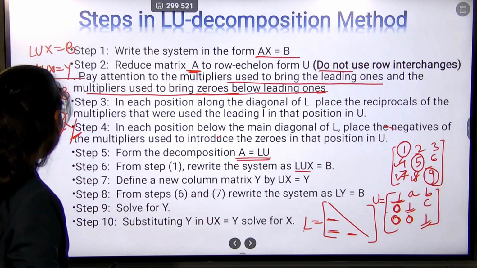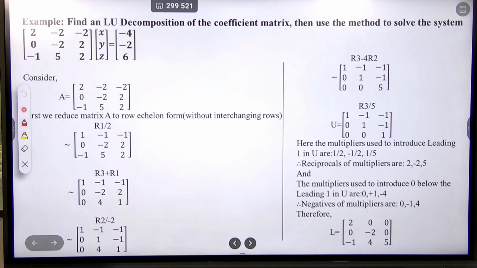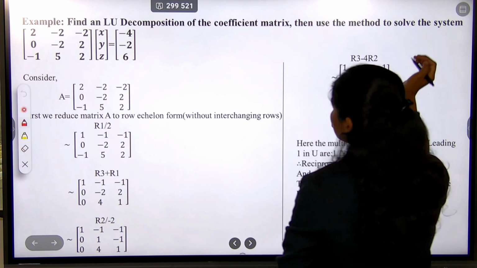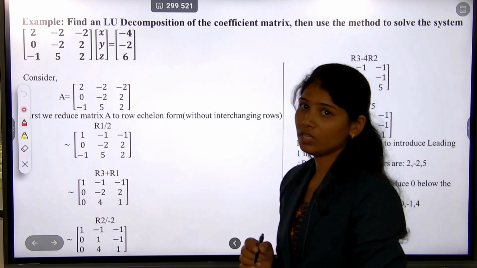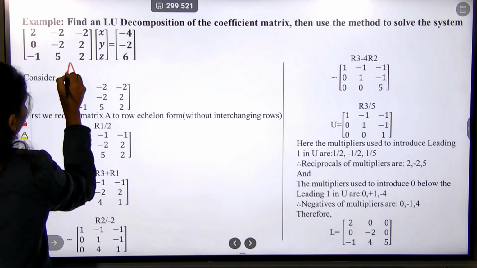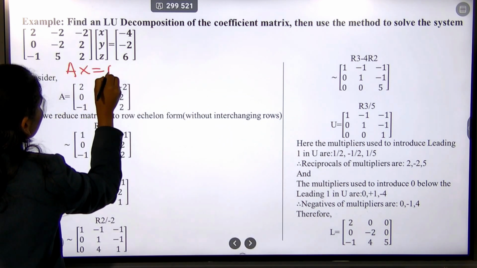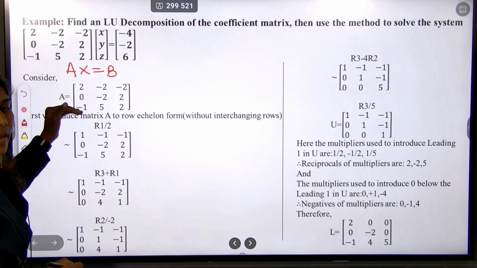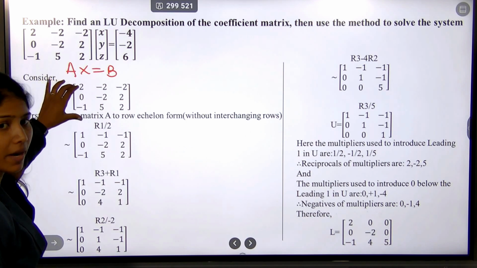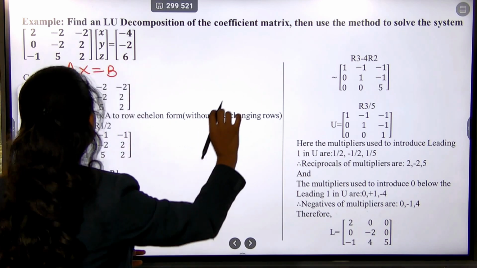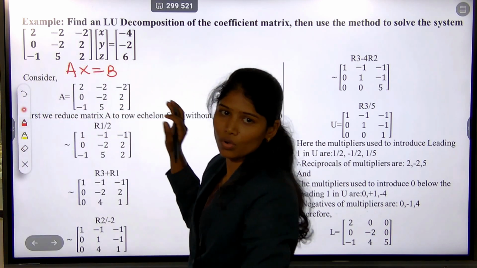We can see this with one example. Here is an example: find an LU decomposition of the coefficient matrix, then use the method to solve the system. Here the system is given, in the form Ax equal to B. So first of all we consider matrix A, and convert this matrix A into row echelon form.